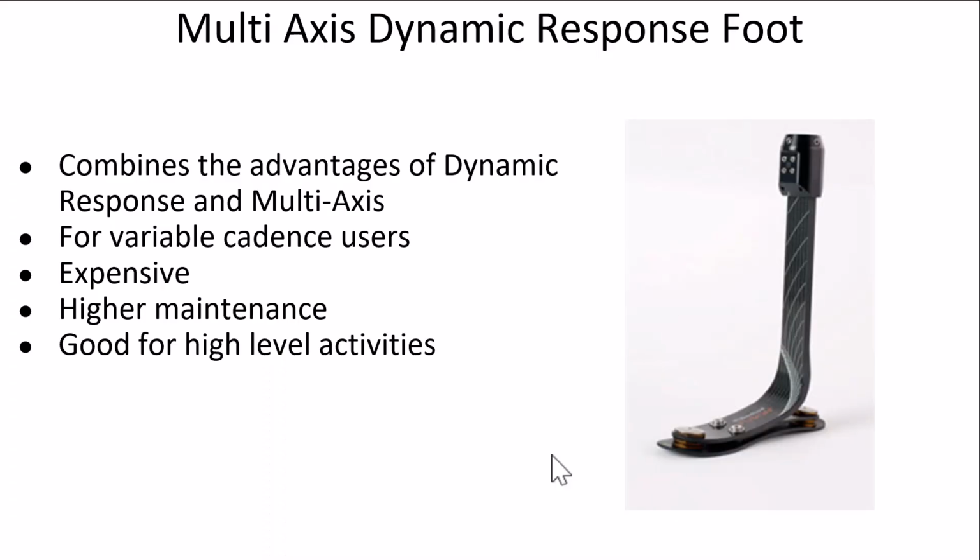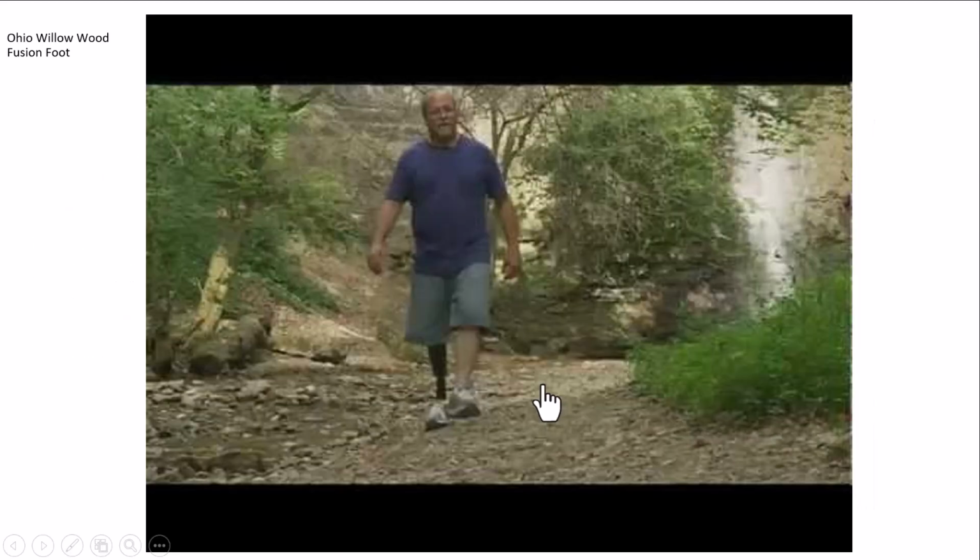In addition to just the basic dynamic response foot, there is also something known as a multi-axis dynamic response foot. And again, this is just for the variable cadence users. Disadvantages are it's relatively expensive and it requires higher maintenance, but it's really good for high-level activities. Essentially, it just combines the advantage of the dynamic response foot and the multi-axis foot. This video shows a dynamic response multi-axis foot in process.